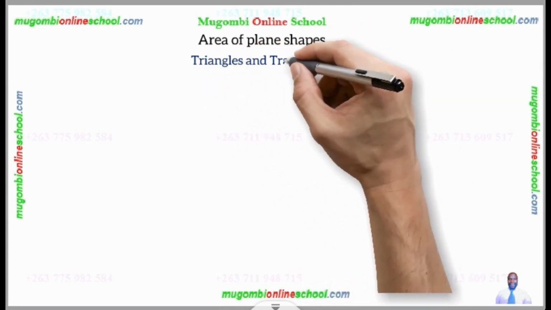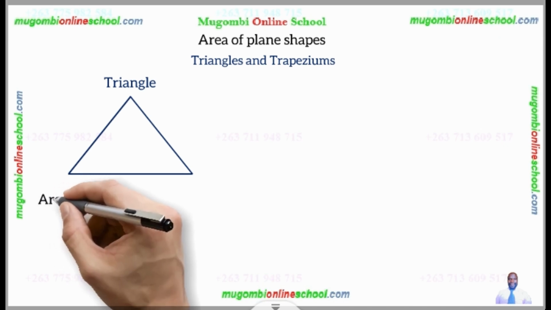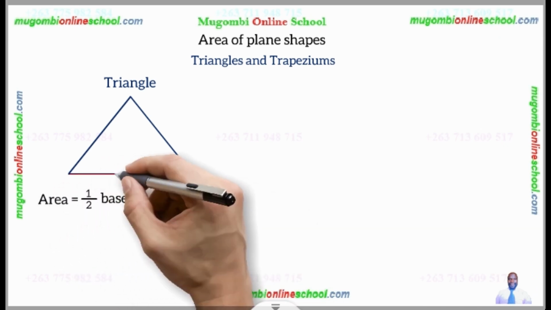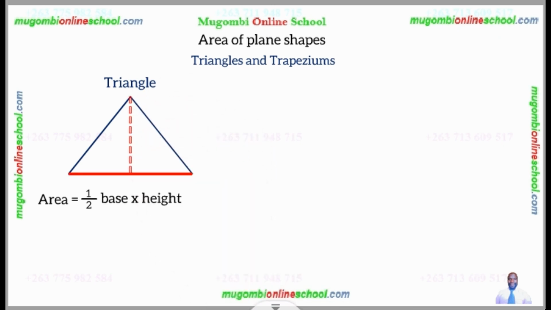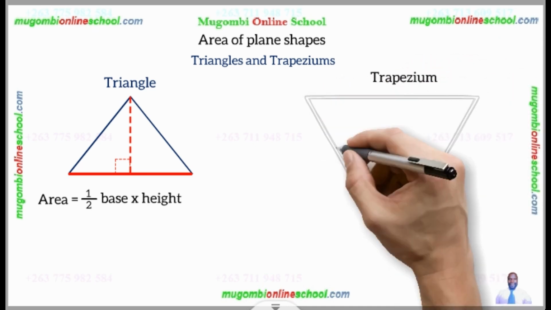Area of plane shapes. We're going to cover triangles and trapeziums. A triangle is a three-sided shape like this, and the area of a triangle is calculated as half base times height. This is the base, and this becomes the height. And a trapezium looks like this.